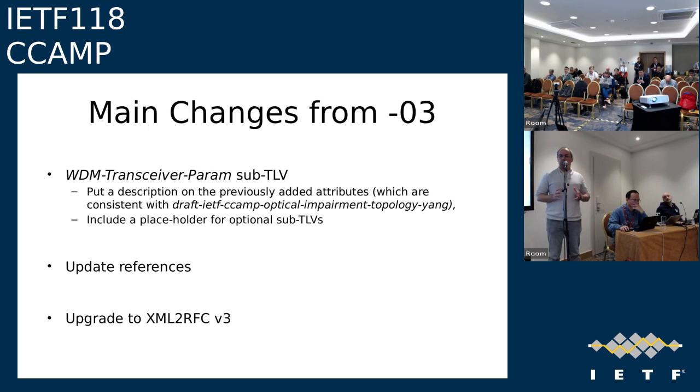The idea is to remain consistent with existing working group documents, and especially once the optical impairment draft becomes an RFC, it will be the reference on the list of attributes to be included in the sub-TLVs within the RSVP-TE extension here. So the idea is to keep that target in mind and not specify any alternate way to do it. There are some minor changes with respect to editorial stuff, so I don't think we need to go over them.